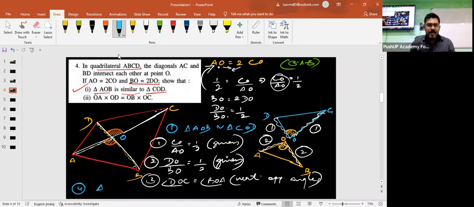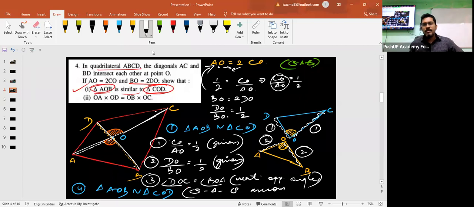Okay. So you will write triangle AOB similar to triangle COD. There is no need to figure out which are the corresponding vertices, because they had given you well in advance AOB and COD to be similar. The corresponding vertices were already named in the question itself, isn't it? So you can directly write triangle AOB similar to triangle COD. And then mention the axiom which you have used. What is the axiom? Side, angle, side axiom. Proved.